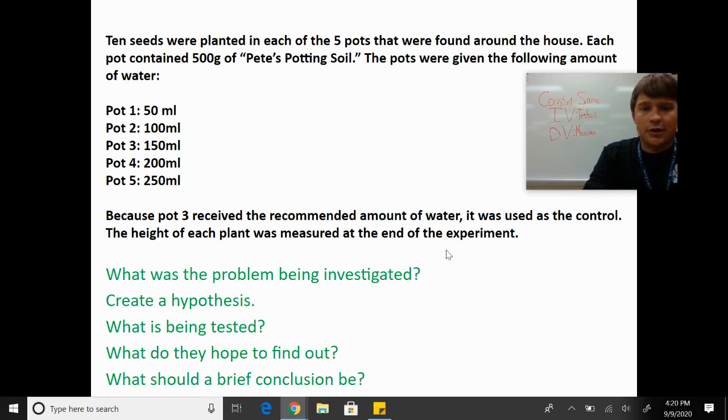So now let's take a look. What was the problem being investigated? Let's create a hypothesis. What are we testing? What do they hope to find out? And what should a brief conclusion be?